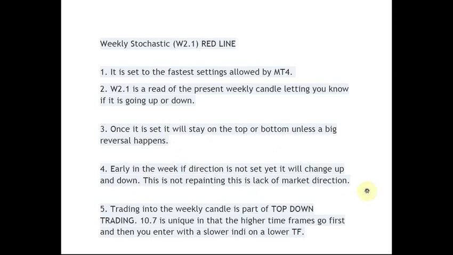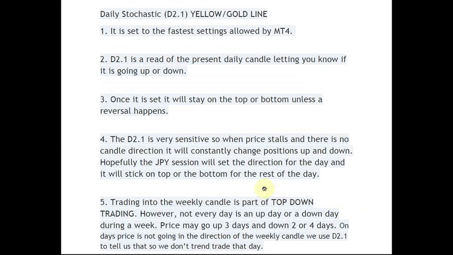And then trading into the weekly candle is part of a top-down trading approach. 10.7 is unique in that the higher time frames go first, and then you enter with a slower Indy on the lower time frames. So Bob uses a top-down approach, and actually the GannRibbon system is a bottom-up approach, so sort of a yin-yang here, meeting in the middle. So now we'll look at the next stochastic. The next stochastic is the daily 2.1, which means you've got the 2 and 1 settings.